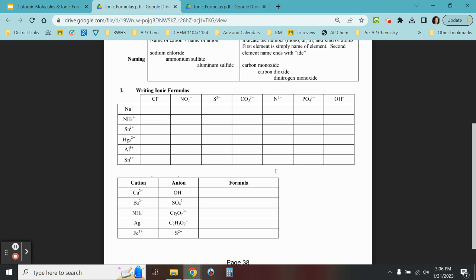This is your practice. Let me know if you have questions, but otherwise just work through writing the formulas for all these compounds, keeping in mind that they have to be overall neutral. Use parentheses when needed, subscripts when needed. Overall, no charges should appear in your overall equation.